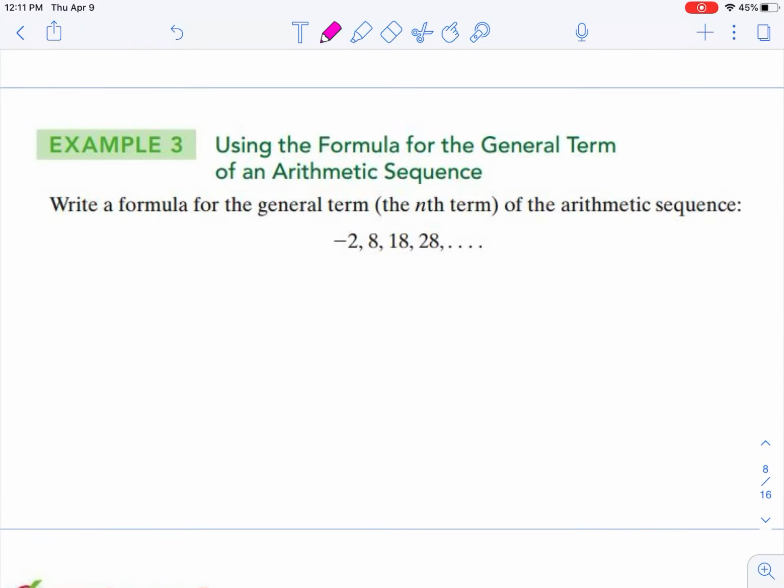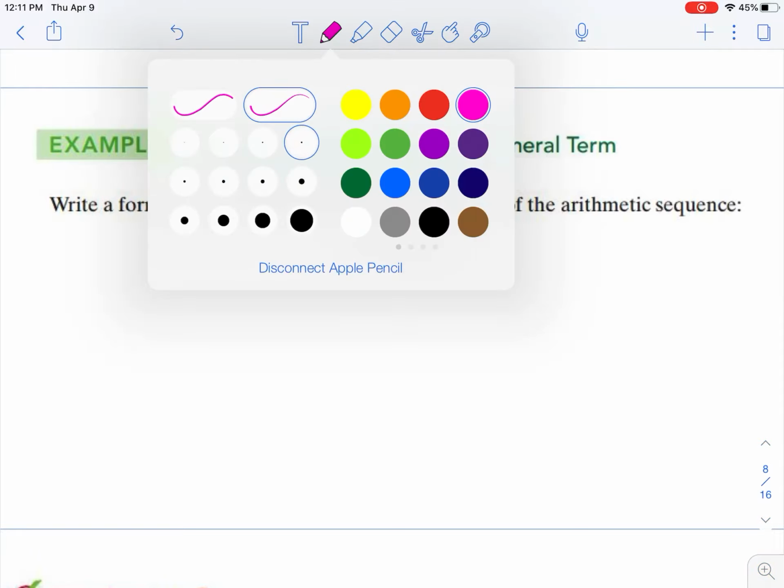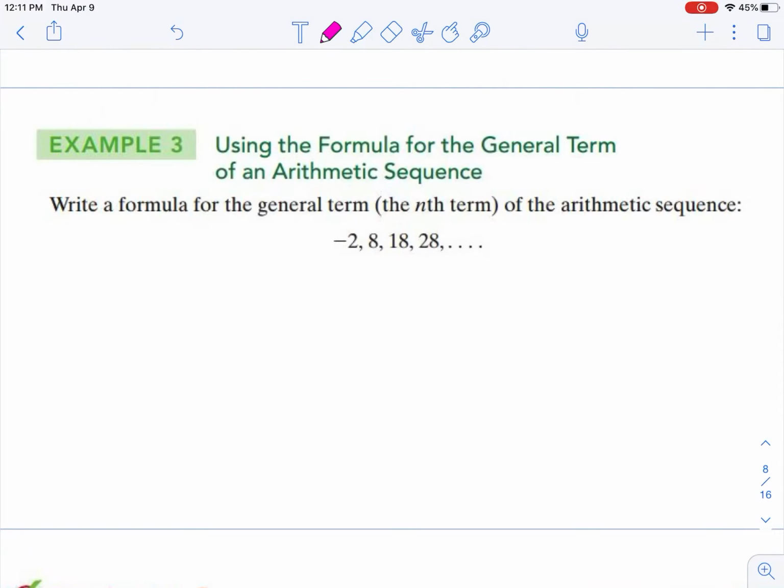Hello everyone, this is back and we're going to start off on example 3 and then work our way through example 6. So it says write a formula for the general term of the arithmetic sequence. So in this case what we need to do is make our formula known. Let me go ahead and change this, and essentially we need to find a sub n equals a sub 1 plus n minus 1 times d.